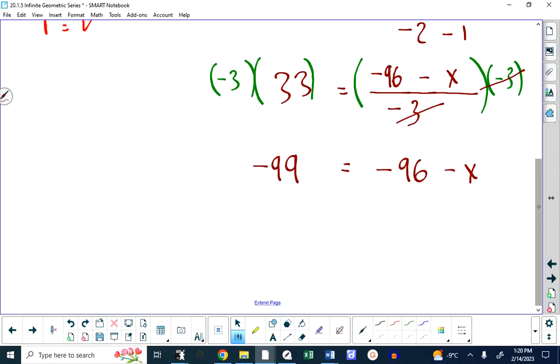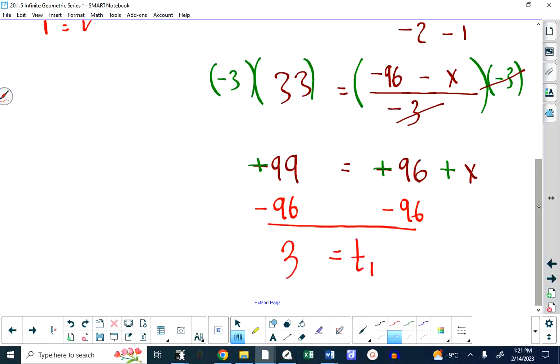But sometimes this will happen. Every term in the equation is negative. Multiply both sides of the equation by negative 1. It just makes it easier. I don't want to work with negatives if I don't have to. I can subtract 96 from both sides now. And what we're getting is 3 is x, but that was the first term, so the answer to the question is the first term is 3. Okay.